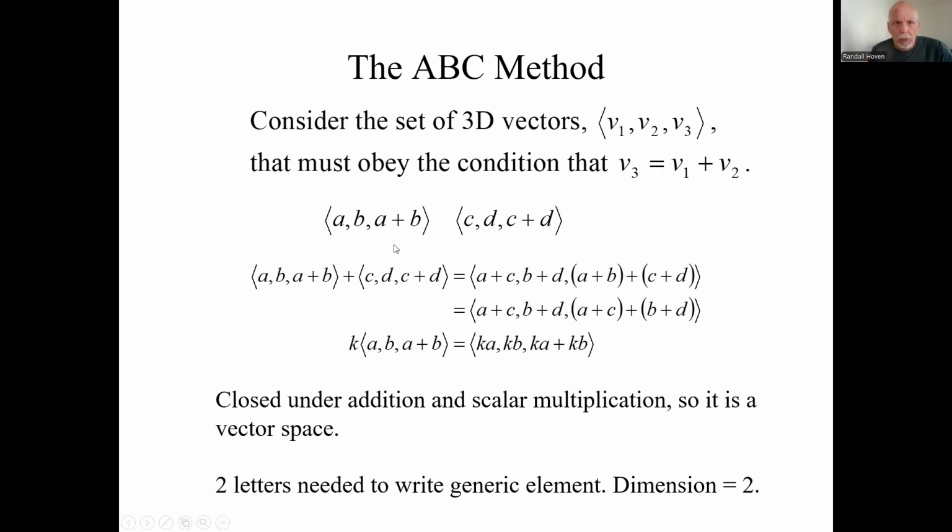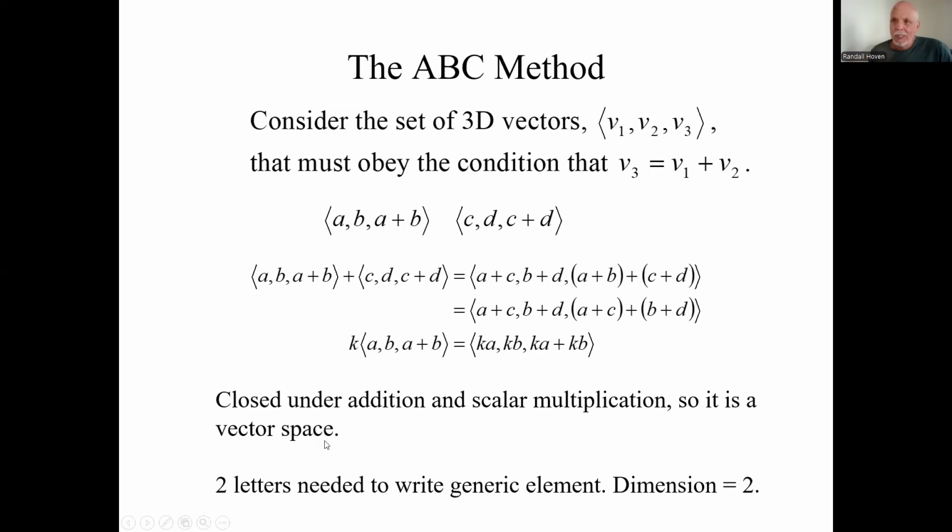So then let's see what happens. Well, the addition, what if I add this to that? I go through the arithmetic, what that means. I'll end up with this, and you can see that this obeys the rule. This third element is the sum of the first two elements. It obeys the addition axiom. Do the same thing with scalar multiplication. And again, the third element is the sum of the first two elements. It obeys that rule. So it's a vector space.